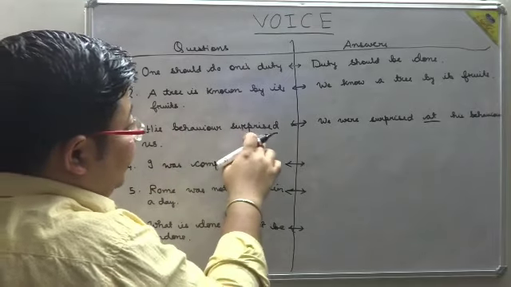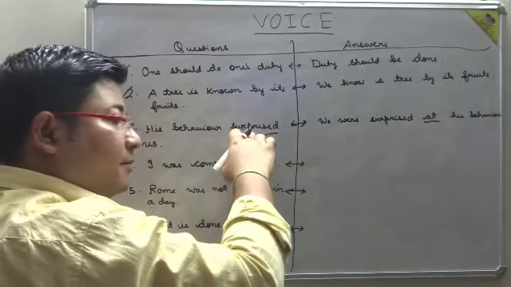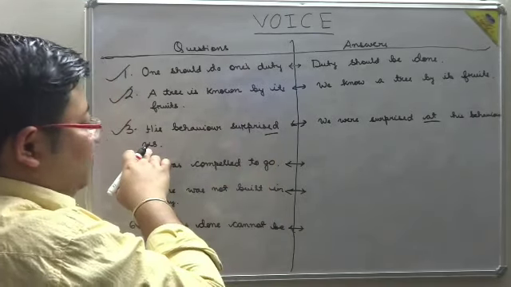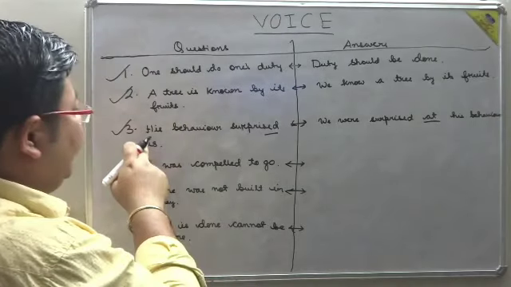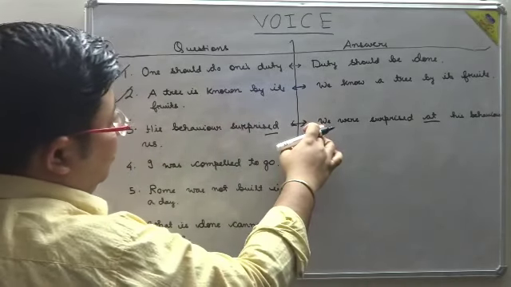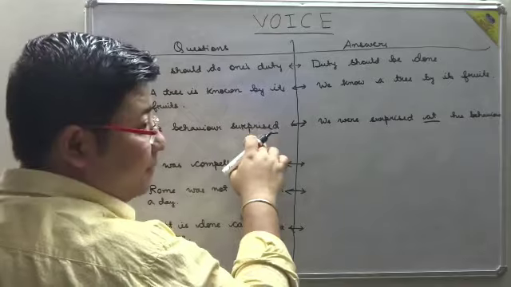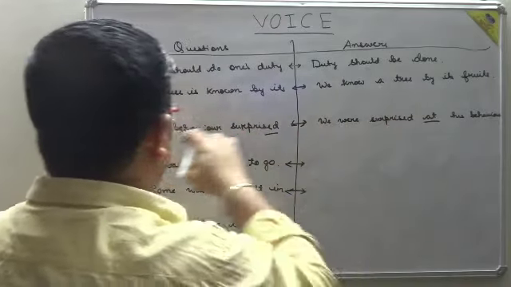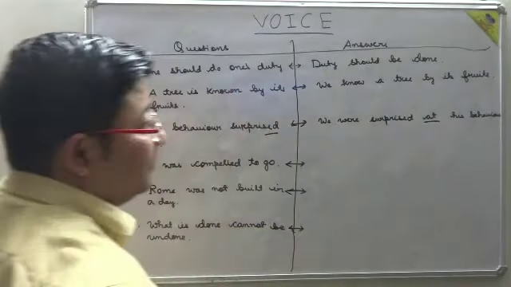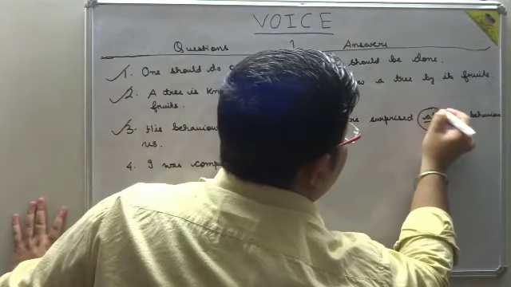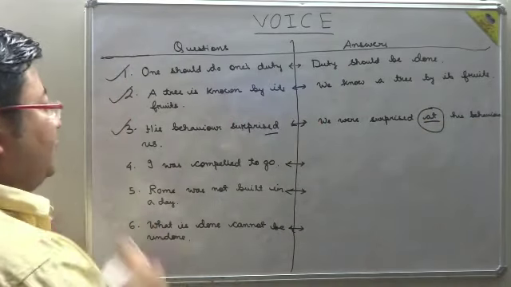His behavior surprised us. This is past. This one is the object here. I will make this the subject. We were, because this is past tense, we were surprised at his behavior, not by his behavior. The preposition at will come here. Third one is over.